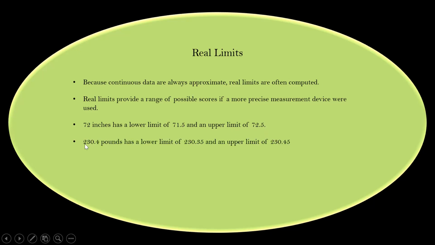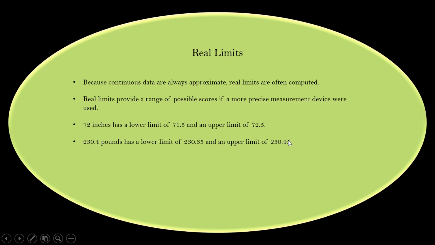Let's say we have 230.4 pounds, which is about what I weigh today. In this case, the most precise column that I have is the tenths column, not the ones column anymore. So half a tenth is 0.05. But again, to find the upper, I'm just going to add a 5 to my original value. That's where I got 230.4, and then add a 5.